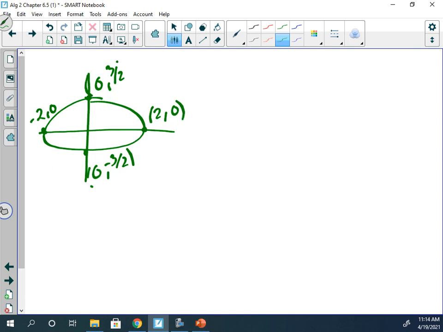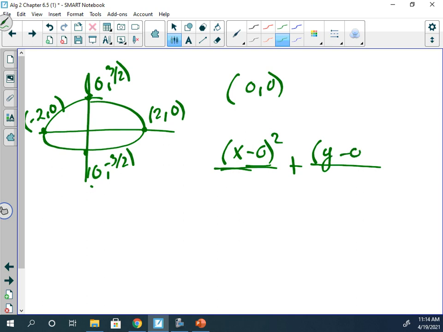Okay. Now what we want to do here is find the equation of the ellipse given these characteristics, where the center is at the origin. So since the center is at the origin, (0, 0), our h and k values are both 0. So we'd have (x minus 0) squared and (y minus 0) squared equal to 1. Now we need to find our major and minor axes, or the lengths of A and B.